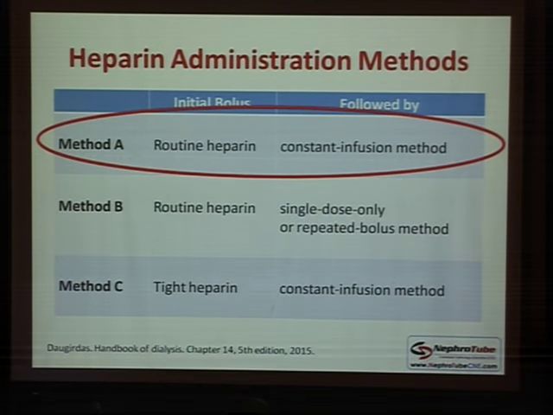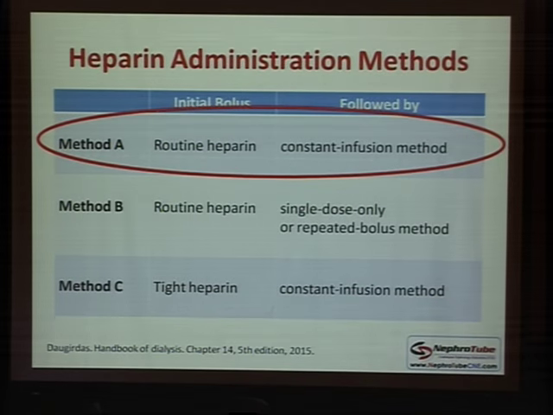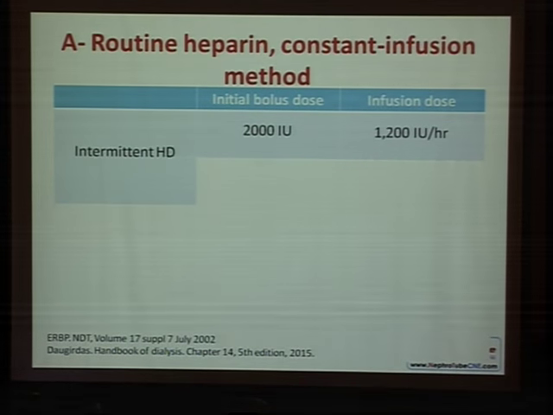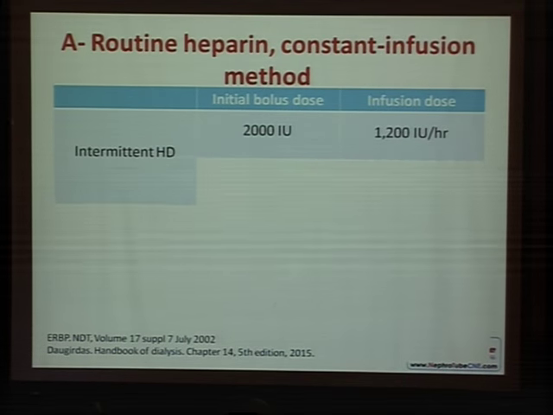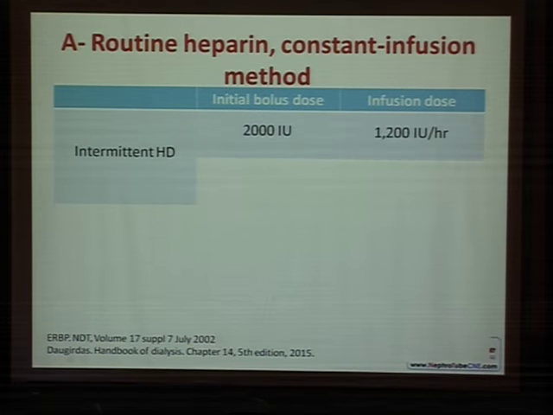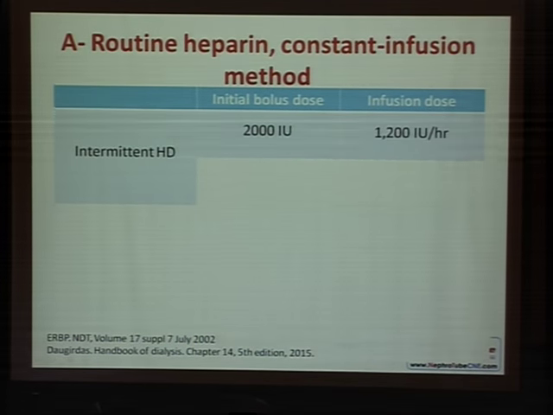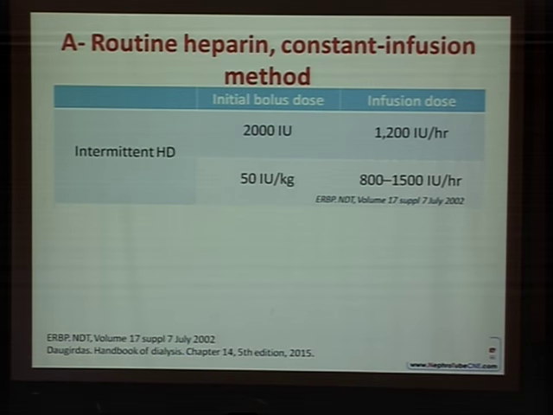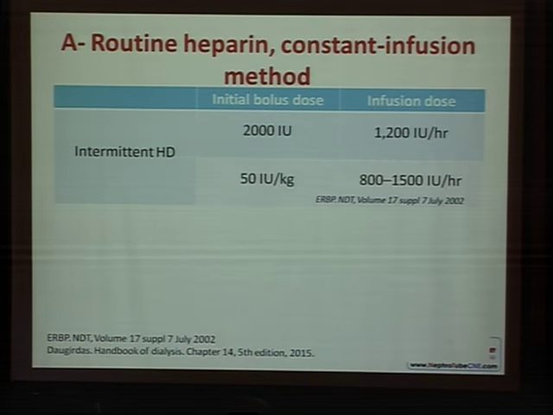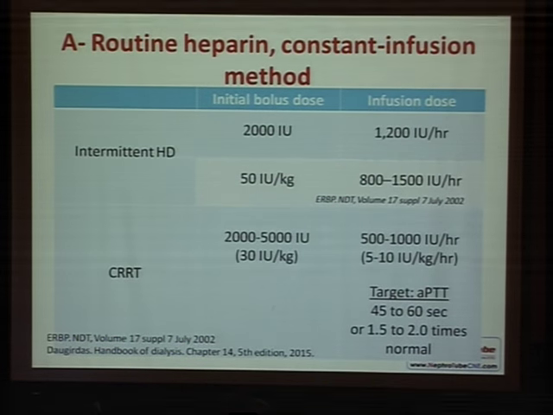Starting with method A, initial bolus followed by constant infusion, different protocols are available. As I said, there is no ideal protocol. Some centers using unfractionated heparin during intermittent hemodialysis use an initial bolus of 2,000 international units, followed by an infusion dose of 1,200 international units per hour. The European Renal Practice Guidelines recommend an initial bolus dose of 50 international units per kilogram, followed by 800 to 1,500 international units per hour.